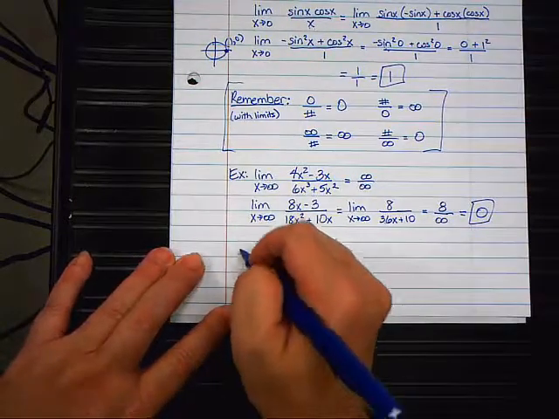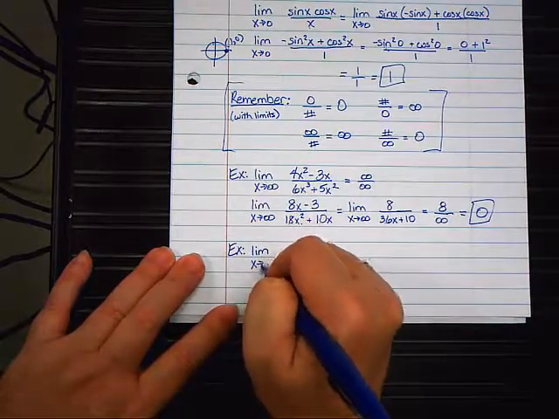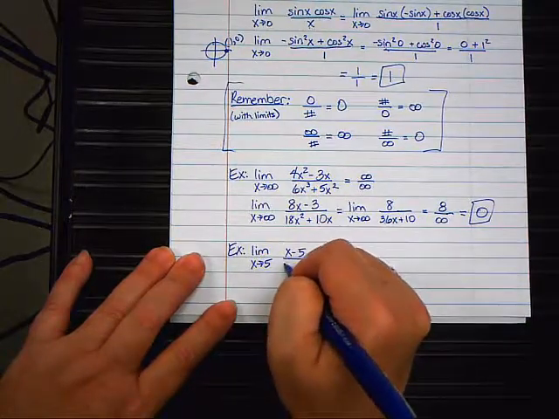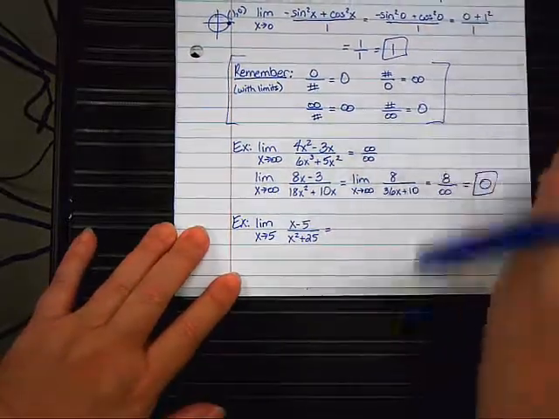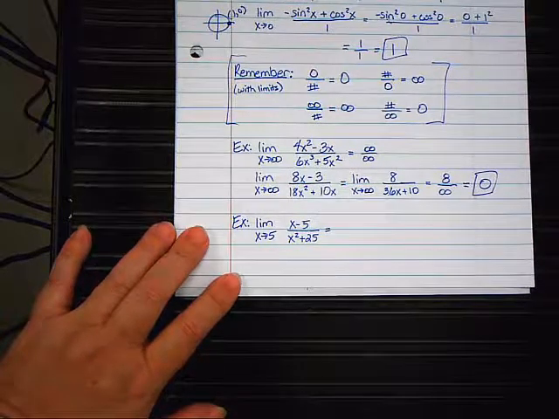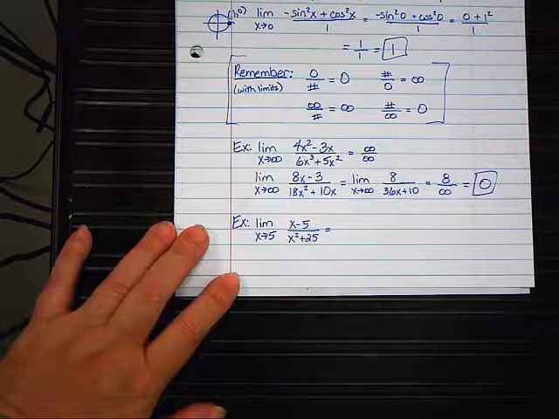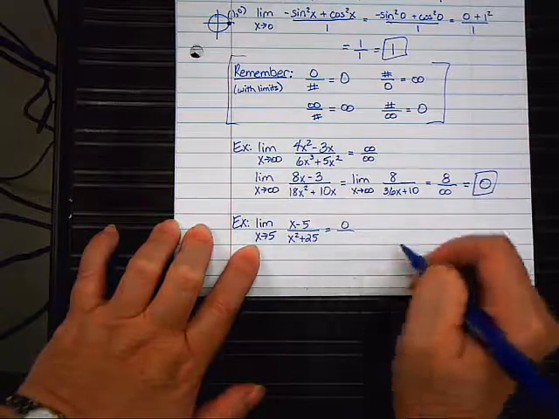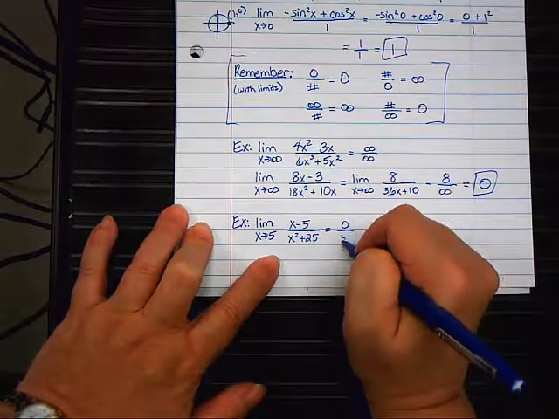Okay? Last example. The limit as x approaches 5 of x minus 5 over x squared plus 25. Be careful, actually I have 2 examples left. This one's a, whoops, be careful. You better plug in the 5 before you start doing the math, because if you don't and you do L'Hopital's, you're going to get the wrong answer. Watch what happens. If you substitute 5 into the numerator, you're going to get 0. If you substitute 5 into the denominator, are you going to get 0? No. You're going to get 50.